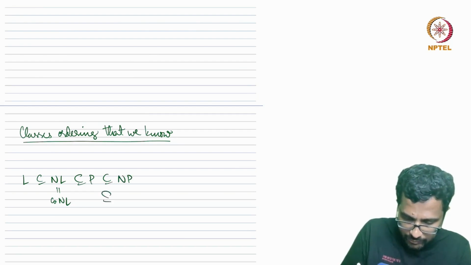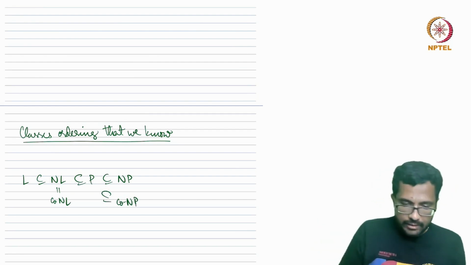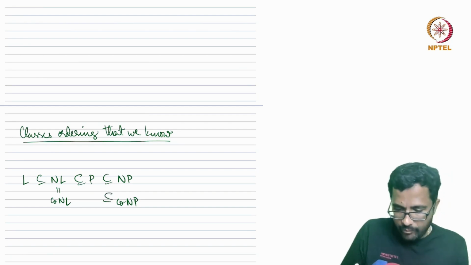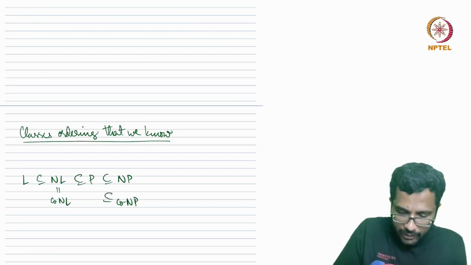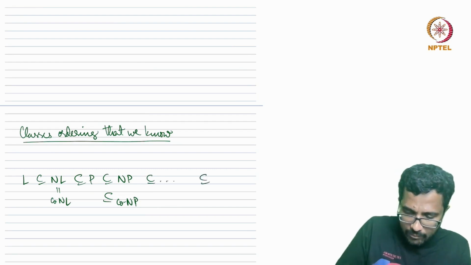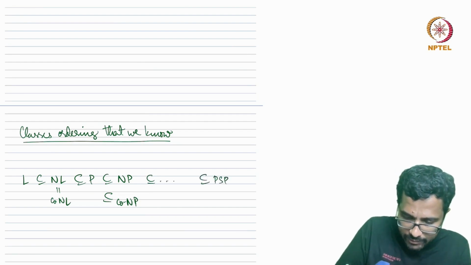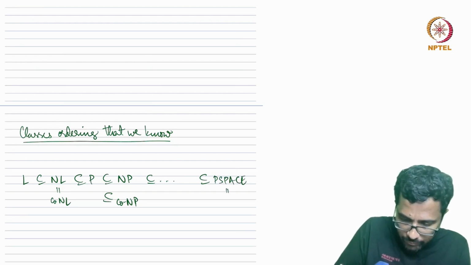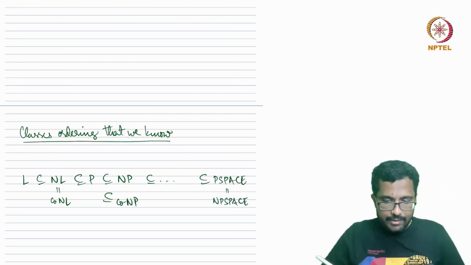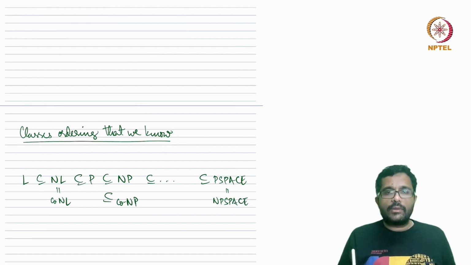co-NP. But between NP and co-NP we don't know; it may be equal but we don't know. P is also contained in co-NP, and both of these are contained in other things which I will skip, but all of this is going to be contained in PSPACE, which is also the non-deterministic PSPACE. This is just an ordering of the classes that we know.